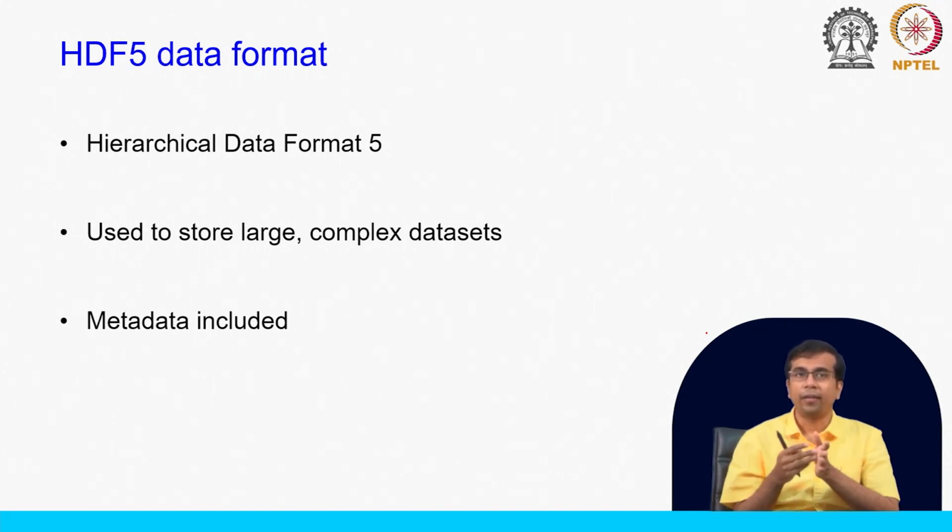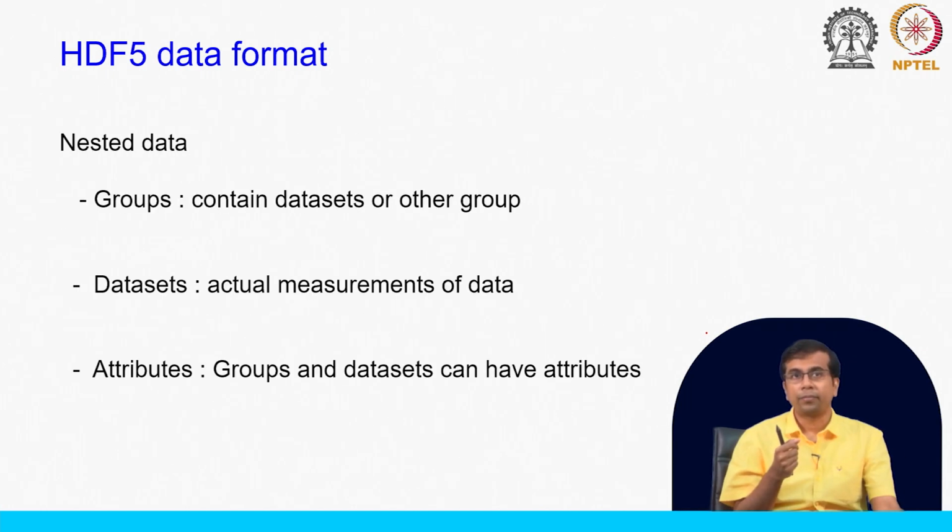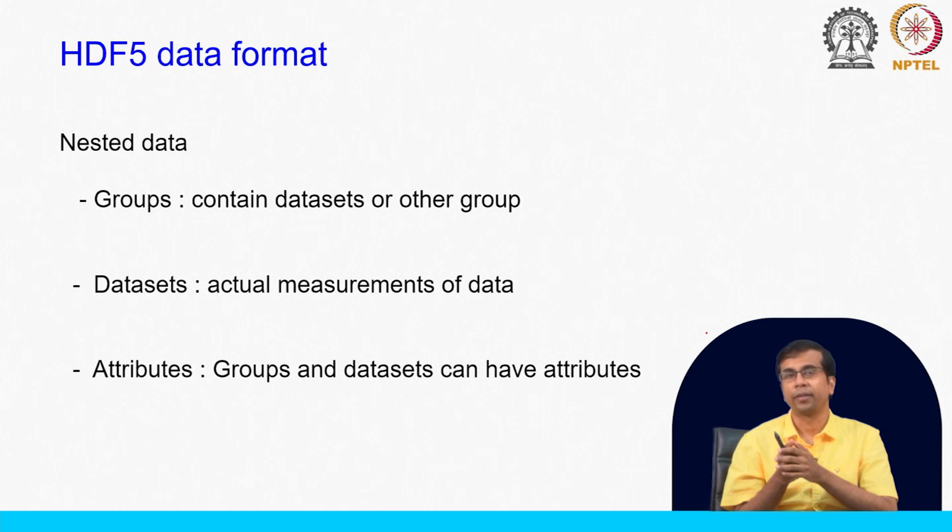The strength of this format is that you have the metadata included with the data. You can have as many data sets as you like, and for each data set you can also have the metadata saying what kind of data it is, or maybe the condition under which it was collected, etc. It is a nested data format, which means you have groups, and these contain data sets or other groups. You have data sets, which are the actual measurements of data, and you have attributes for groups and data sets. So, what are these terms actually?